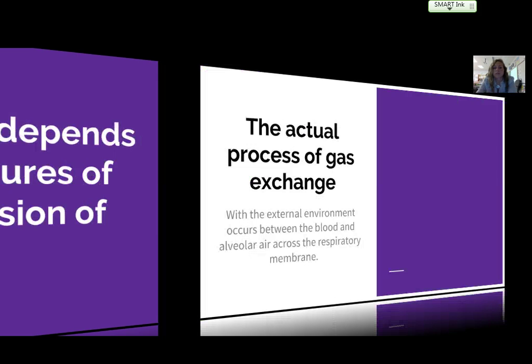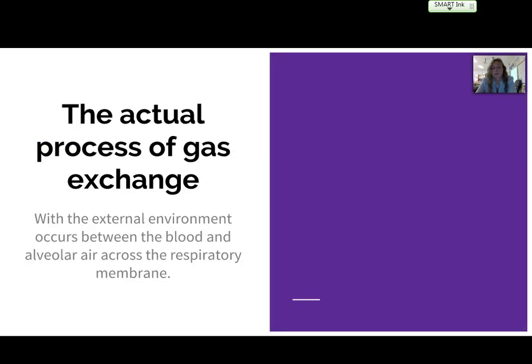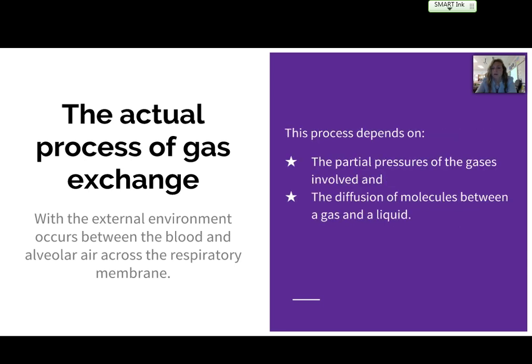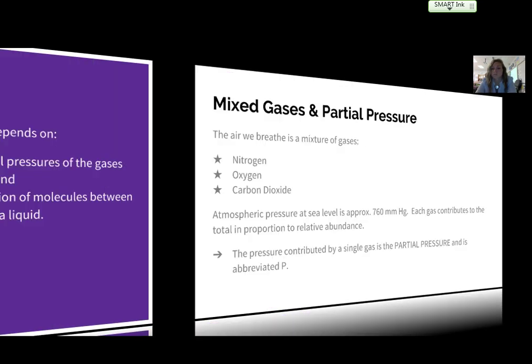We're going to talk about gas exchange and the dependency on partial pressures. This process of gas exchange, we know, occurs within the external environment between blood and the alveolar air that goes across the respiratory membrane. The process depends on these partial pressures and the diffusion of molecules between a gas and a liquid.